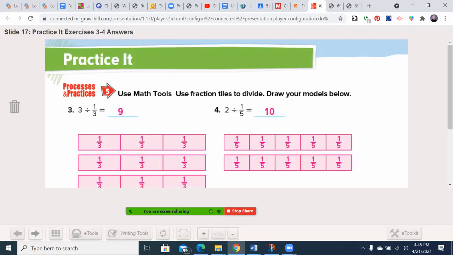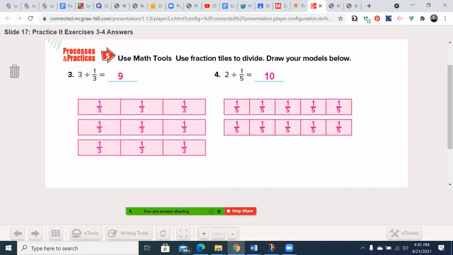Welcome back. You can see the drawings are here now too. 3 whole ones, and they divided each one into thirds. So there's 3 in each row, which gave us 9. 2 whole ones divided into 1/5. So these 1/5s equal 1, 2 rows of them. There are 10 blocks, so our answer is 10. So notice whole number divided by the unit fraction gave us a whole number that was greater than the original.